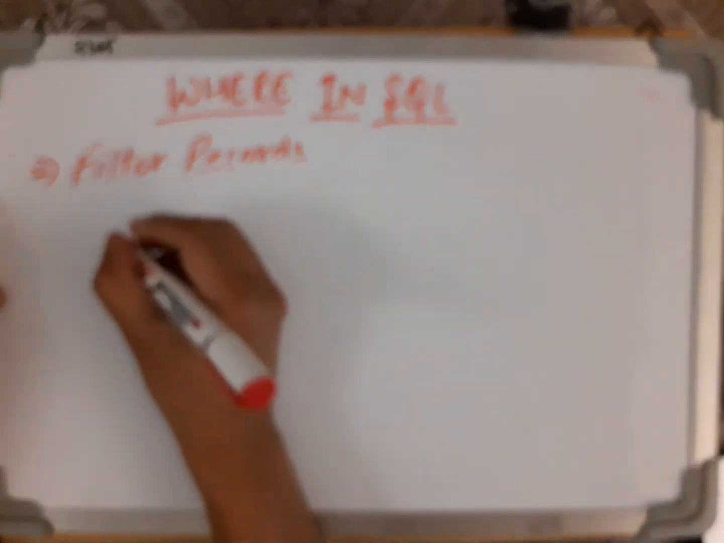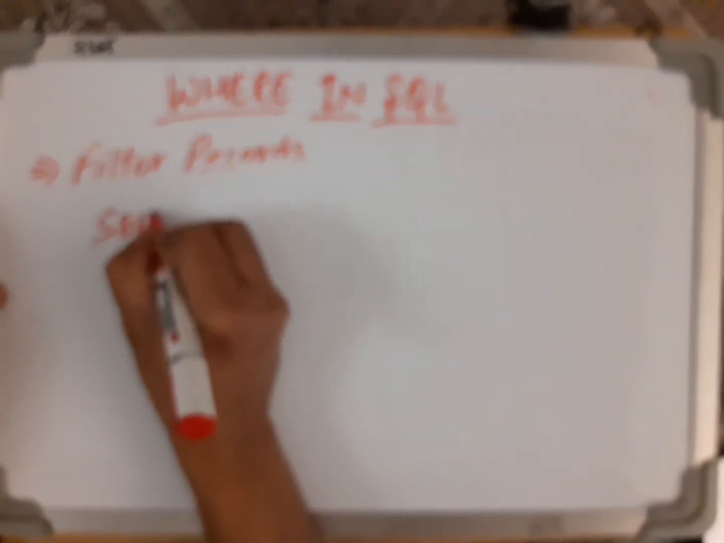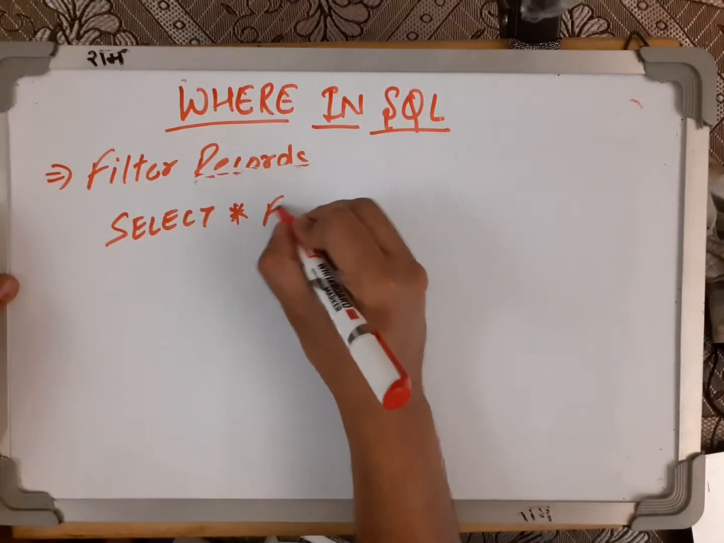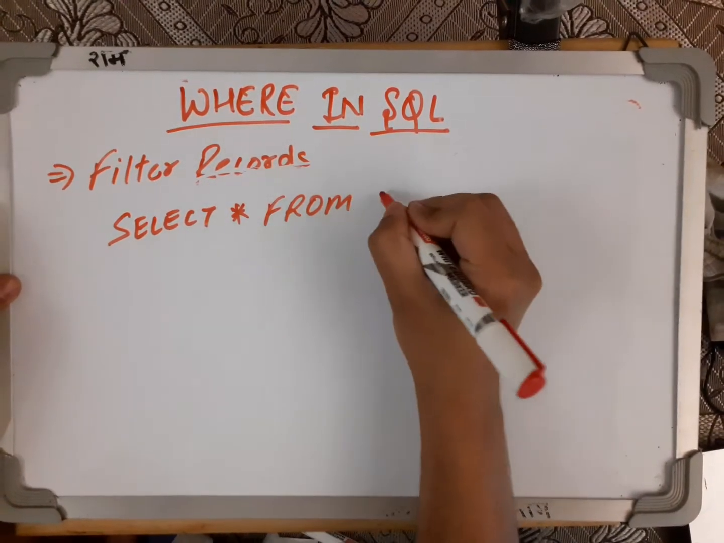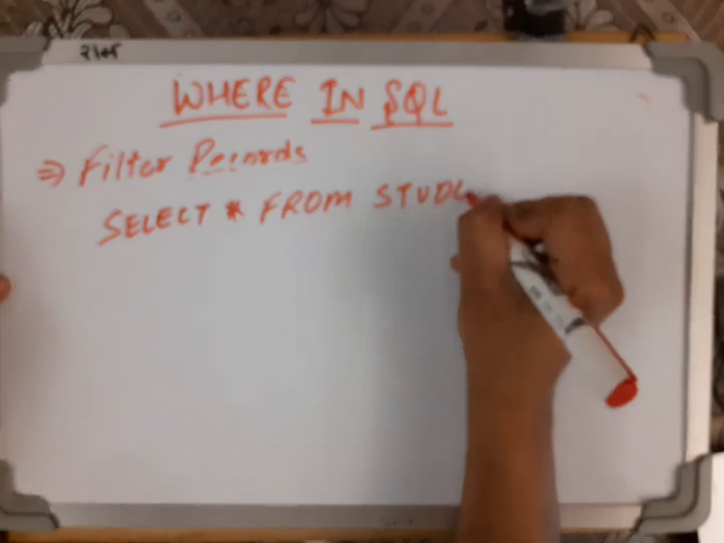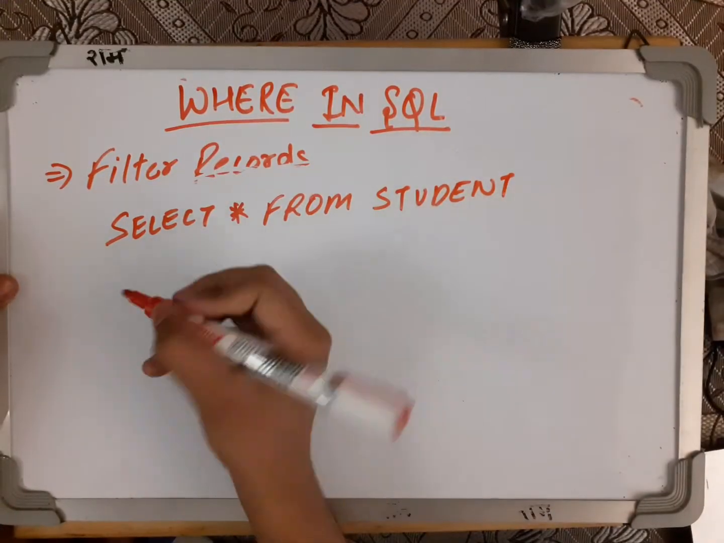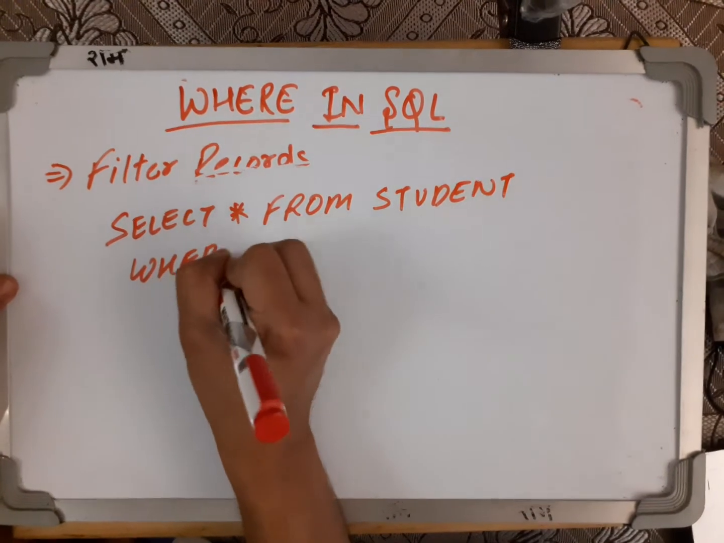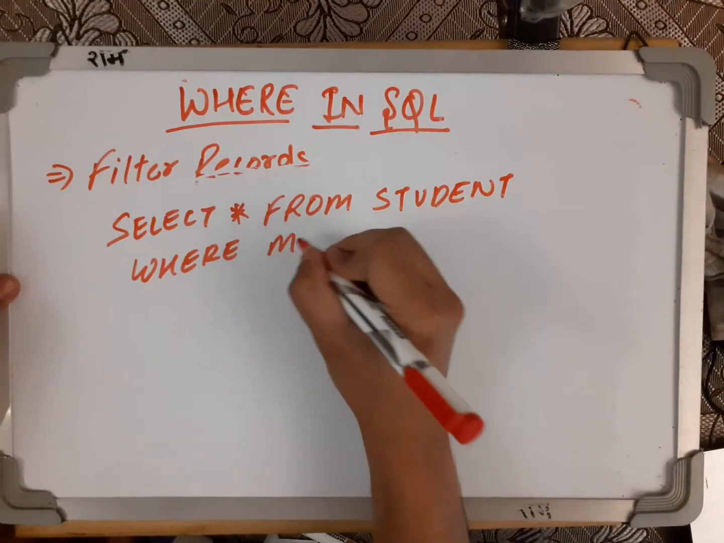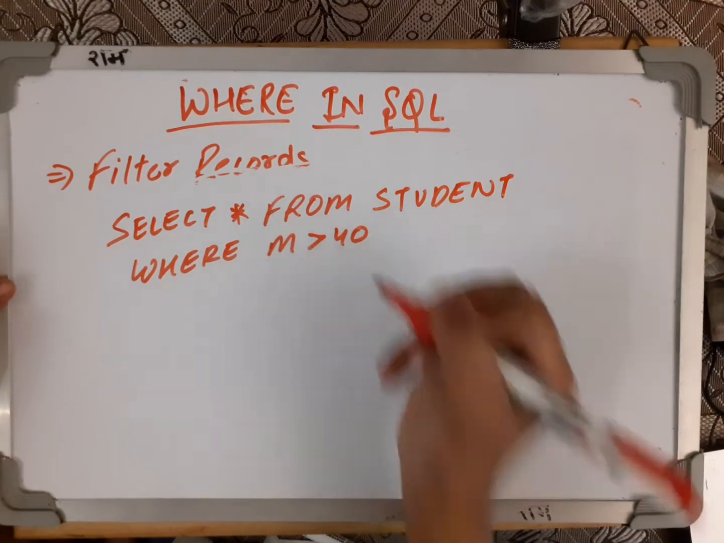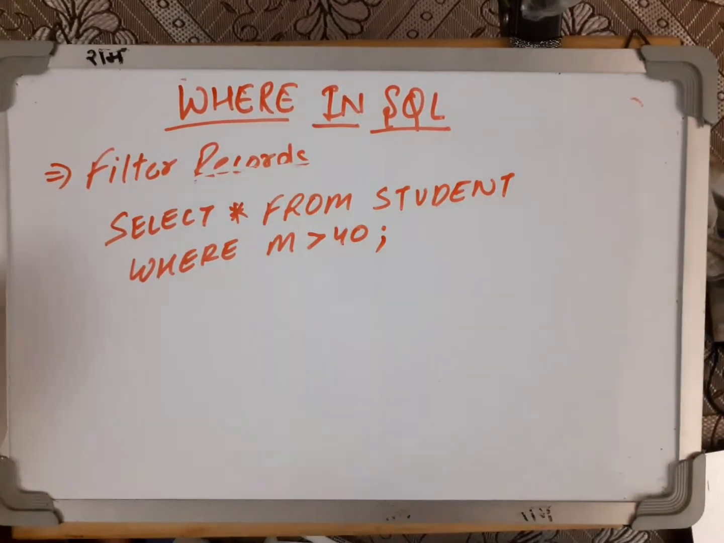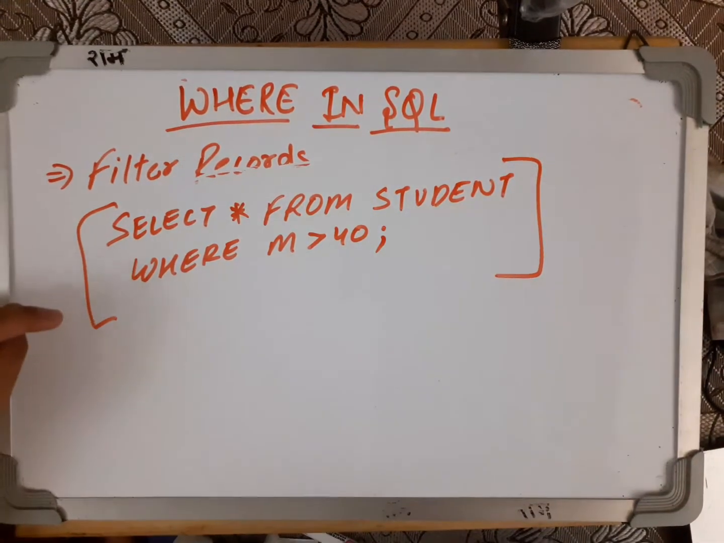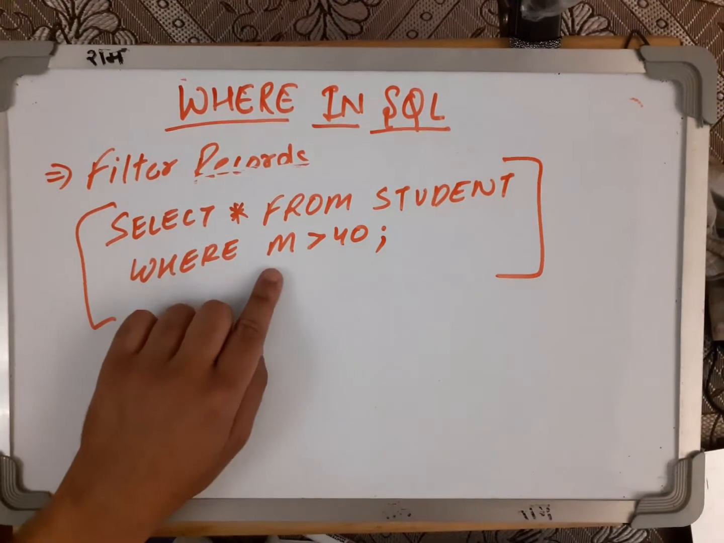Suppose I write a query: select star from student, where I have a condition, where marks is greater than 40. This is a query which will fetch details of those students whose marks are greater than 40.